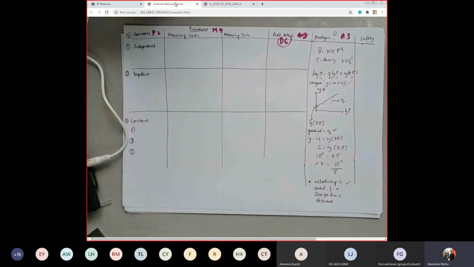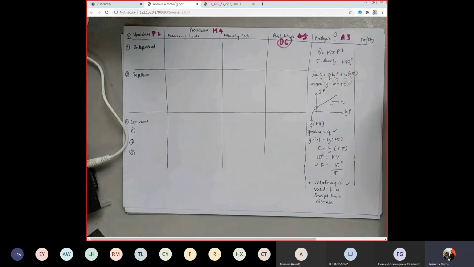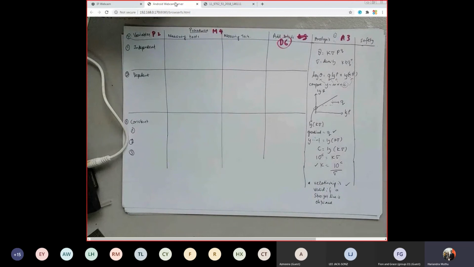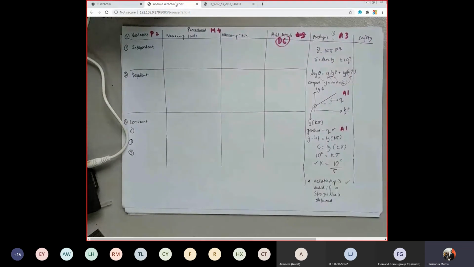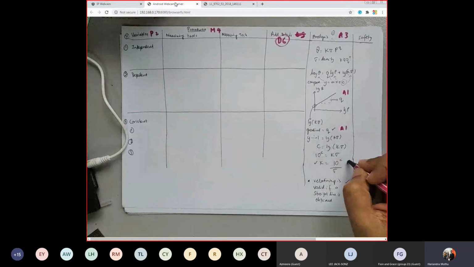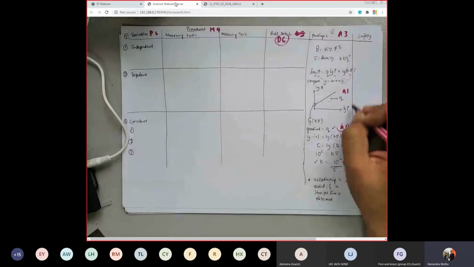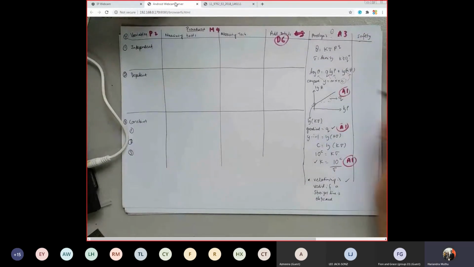Okay, so how many marks do you score here? How many marks you score? I put here 3 marks, correct? So if you plot the graph, you score A1, that's for analysis, right? If you state the gradient here, you score A1 mark, another 1 mark. And if you say that K is this, right? Because they ask you to find out the K, this is A1, isn't it? So this is 3 marks according to the analysis, right?